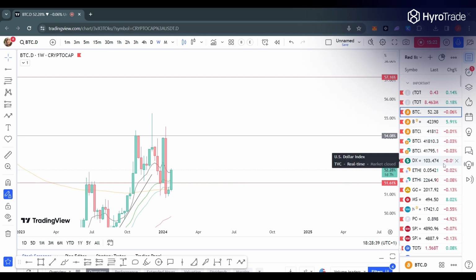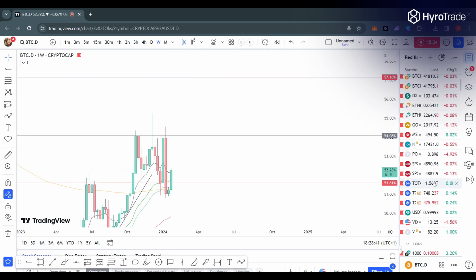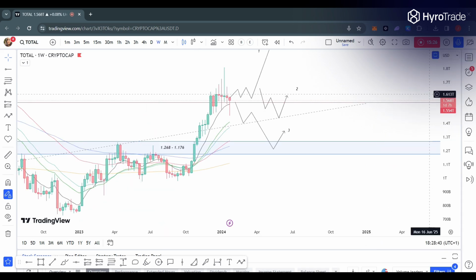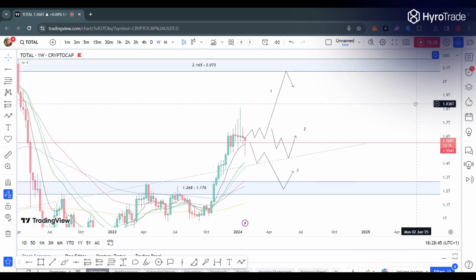Now let's go to total market cap, and I already was writing about it in my article, and honestly everything so far plays out as I was expecting. Currently the second scenario is playing out.